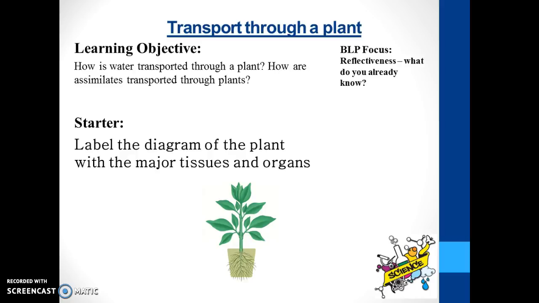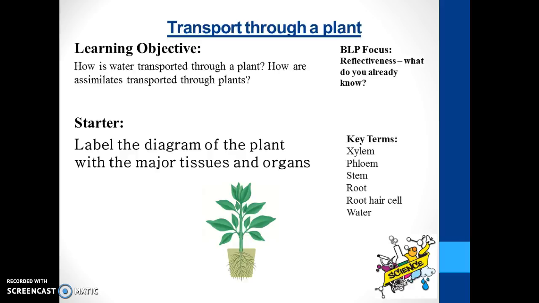So what I'd like you to do is pause the video here for me and have a go at just drawing a very simple plant, no more complex than this one, possibly even more simple, and have a go at labelling for me all the major tissues and organs that you can.